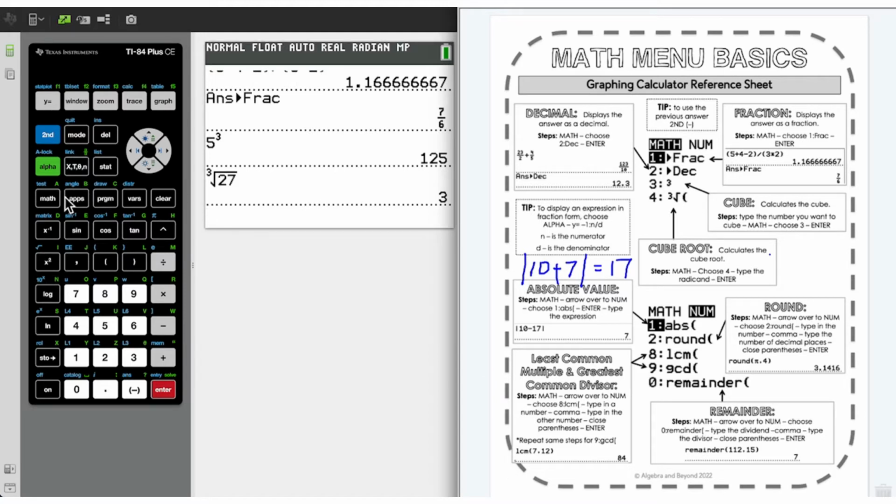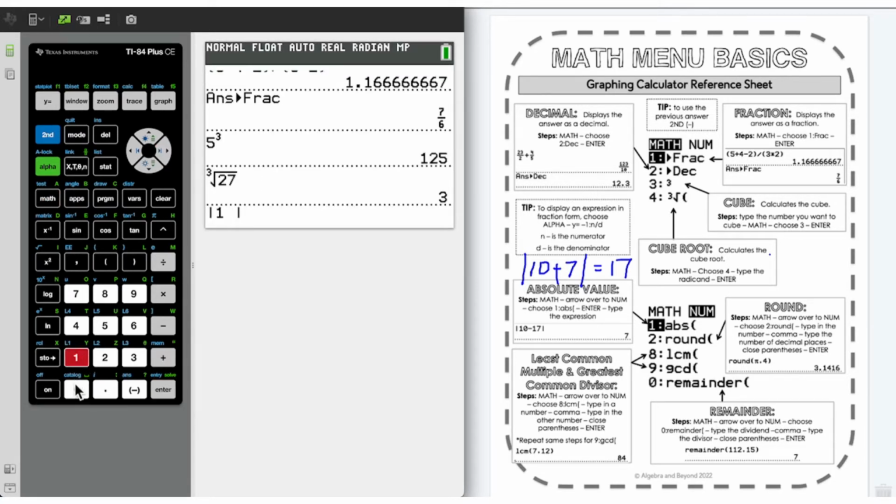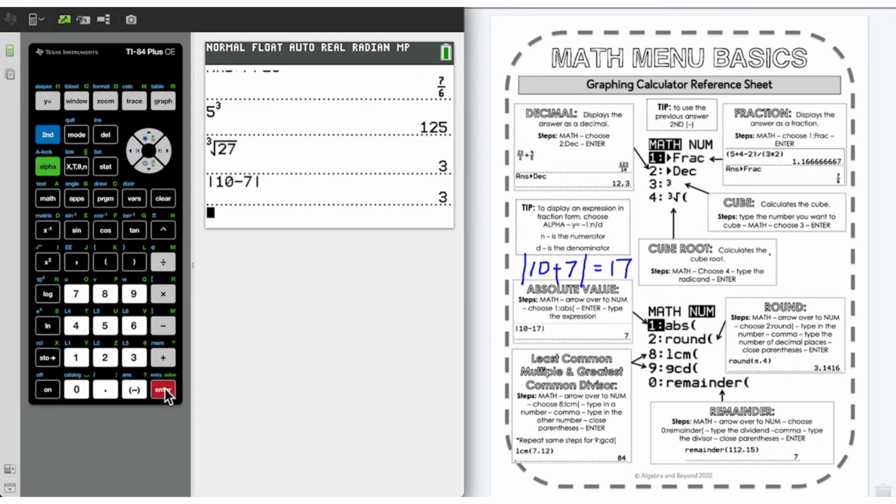So we'll go into math, and now we're going to talk about the number option. And we'll choose absolute value, which is number 1, and we put in our expression. Enter. And there they'll notice that they must have done something wrong.